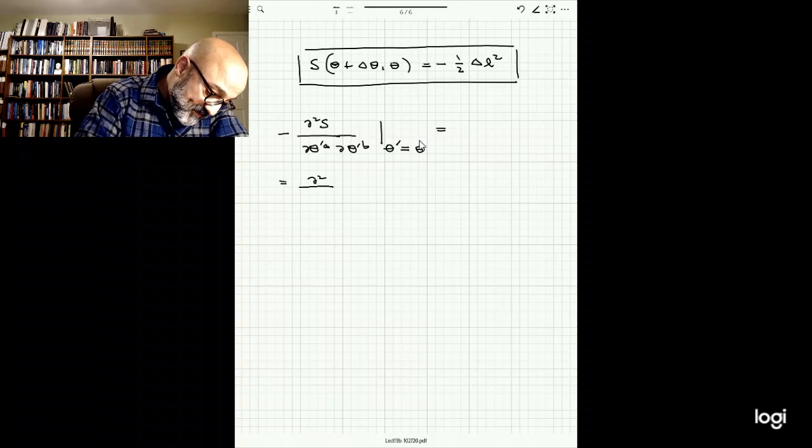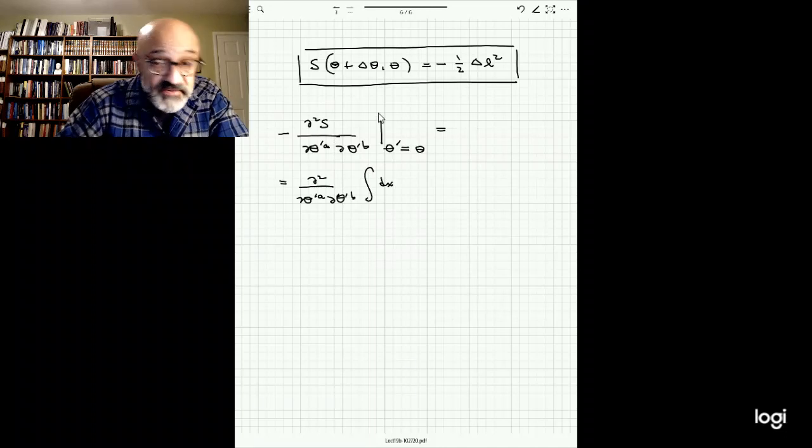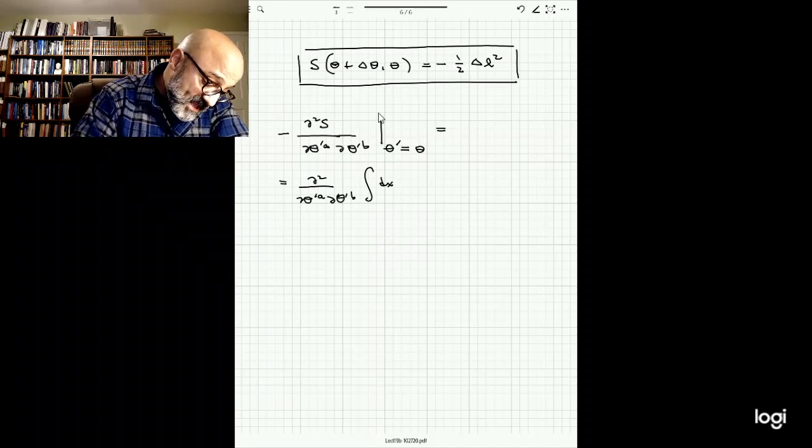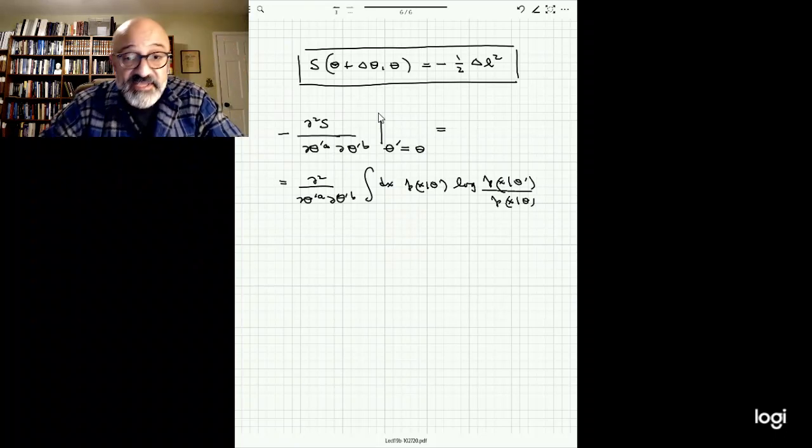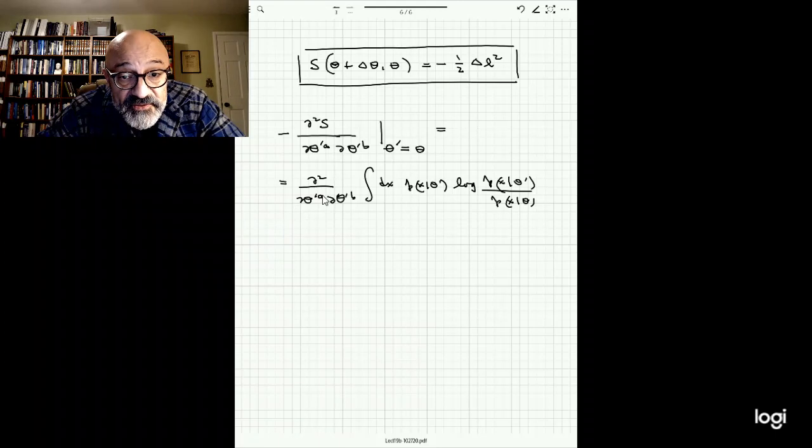Second derivative, theta A, theta B of the integral of, and we're taking derivatives of the entropy. So there is a minus sign that cancels, and then there is the p x theta prime log p x theta prime divided by p x theta. So this is the quantity we have to evaluate. We have to take two derivatives of the entropy. Let us take one derivative first and then the other.